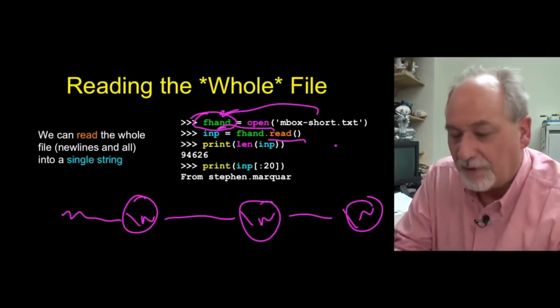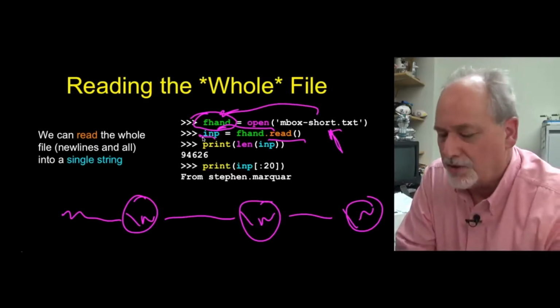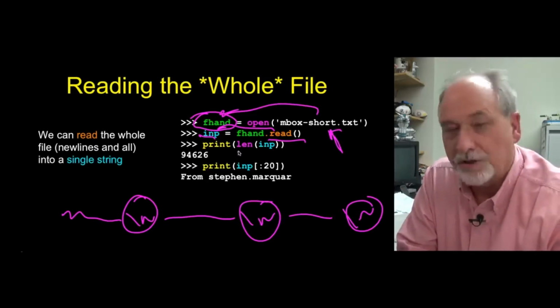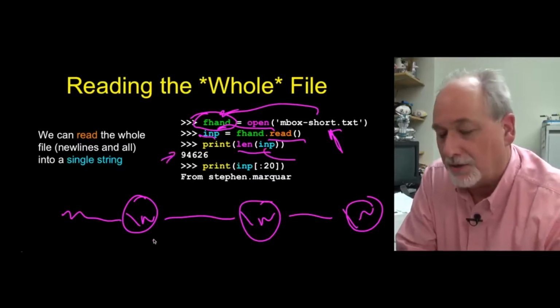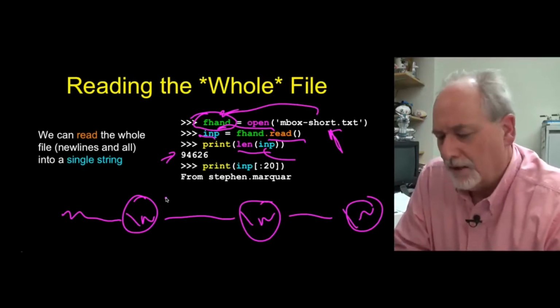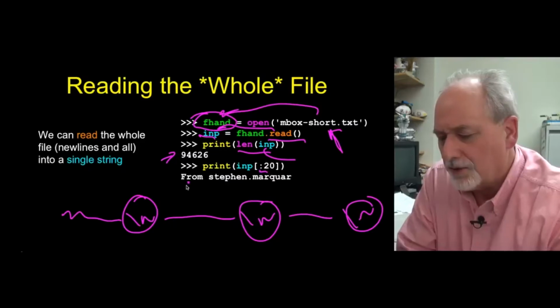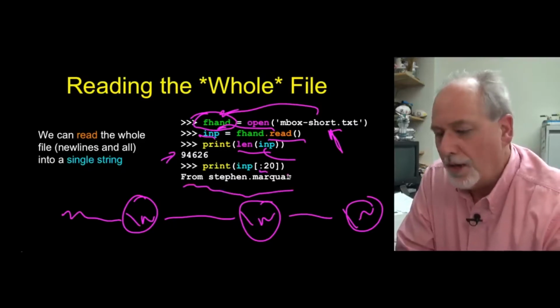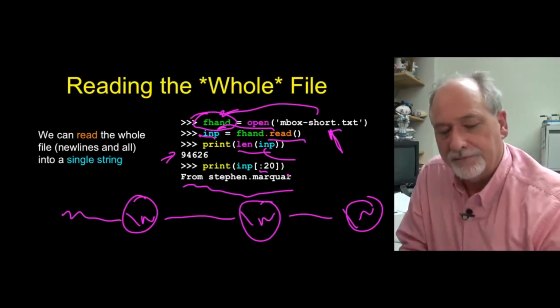Now I picked a file that was short, and so this inp variable now has a string in it, and I can use the len function, pass a string into the len function. It says, oh, 94,626 characters. That's kind of a small little file, and perfectly okay to read it all in one go. And so now I say just print the first 20 characters. That's beginning up to but not including 20, and so it shows the first 20 characters of that little file is a From line, because this is a mailbox file.